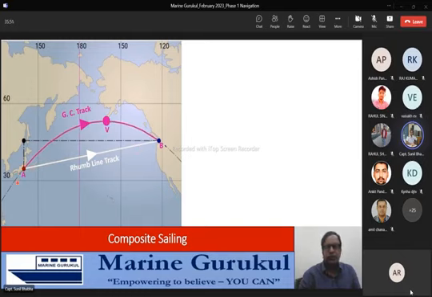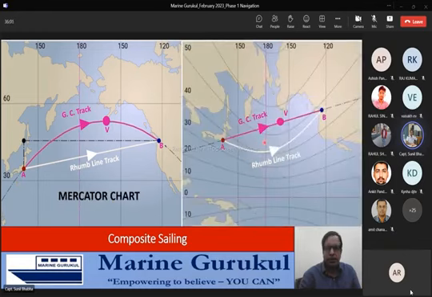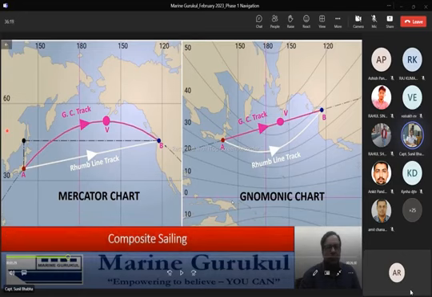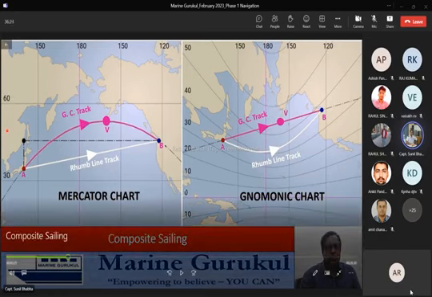How would these two tracks look on a gnomonic chart? Let's look at that. Now here we have how it would look on a gnomonic chart. On a gnomonic chart, it's polar gnomonic. GC track would be a straight line and rhumb line track would be a curved track. So hope these two comparisons also bring in clarity. Okay, beta. So this is just for your understanding, conceptual understanding, not that we require them in our solution, but just to show you how a GC track and a rhumb line track appears on a Mercator projection and a gnomonic projection.